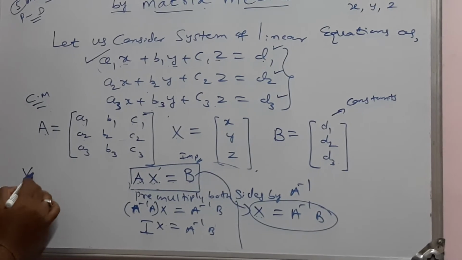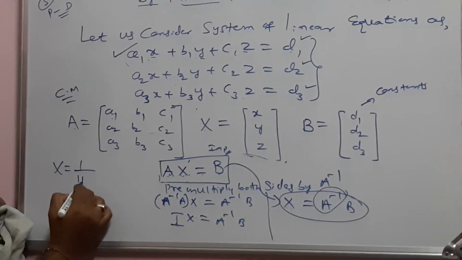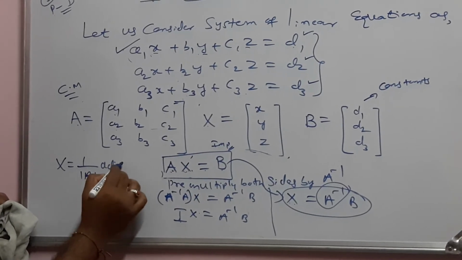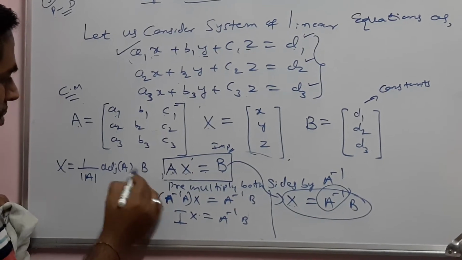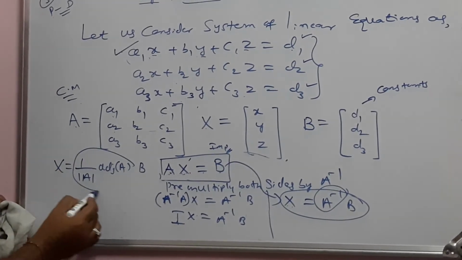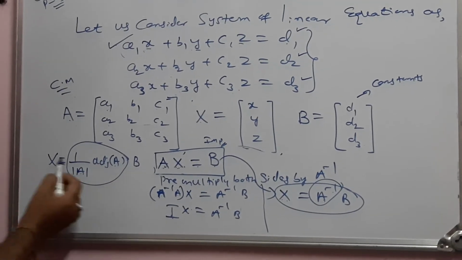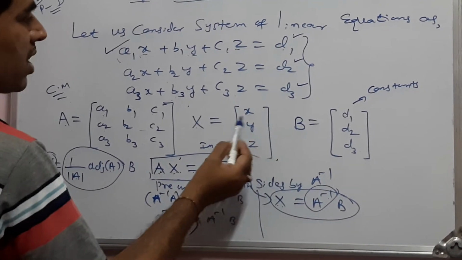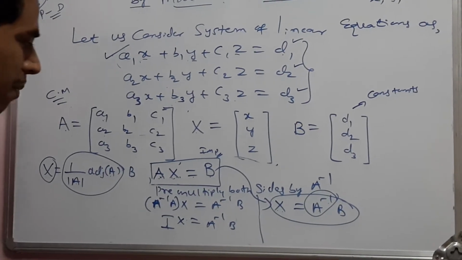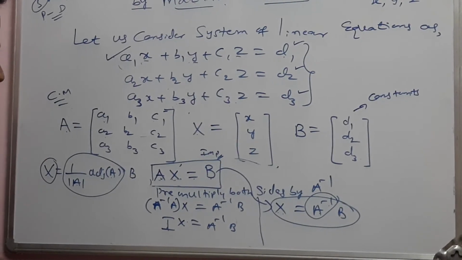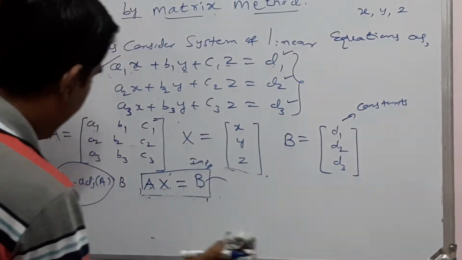So what is this A inverse on the right hand side? A inverse, we know the formula, 1 by determinant of A into adjoint A, and we can write that B as it is. How to find out the inverse of the matrix? 1 by determinant of A into adjoint A into B. So on the left hand side, X means we can replace this by X, Y, Z. Then we can find out the values of X, Y and Z. I am explaining in detail here.